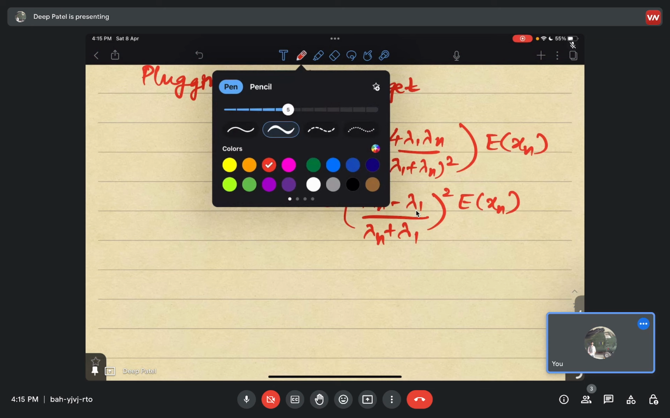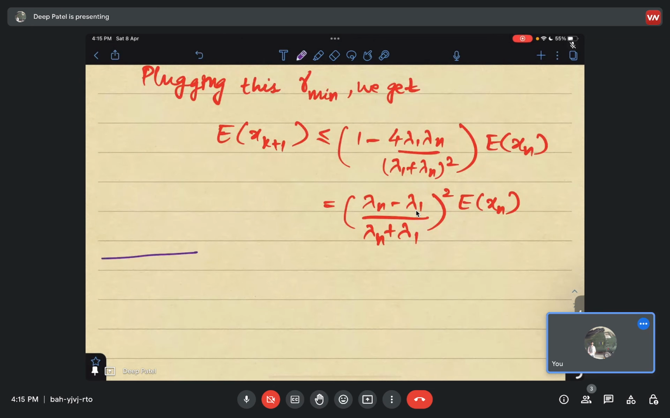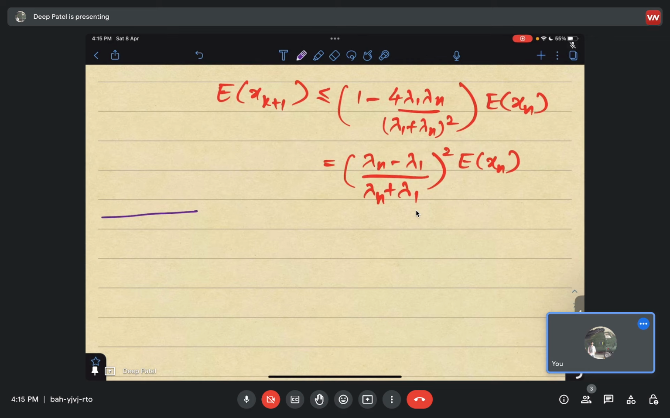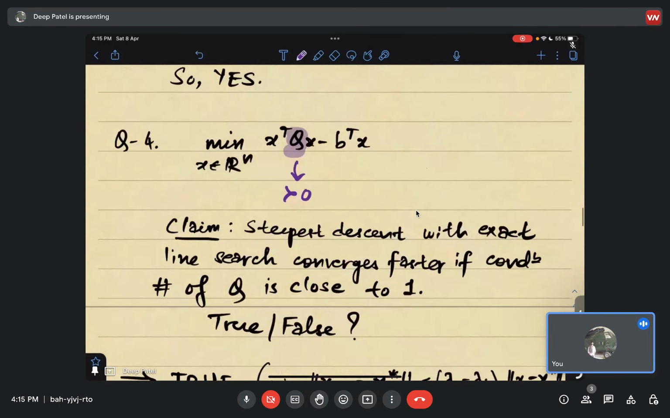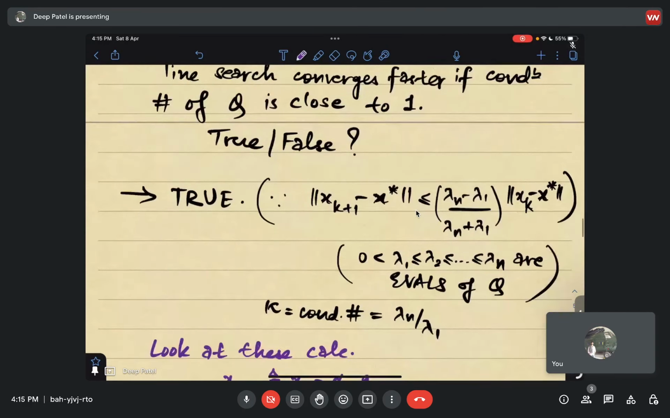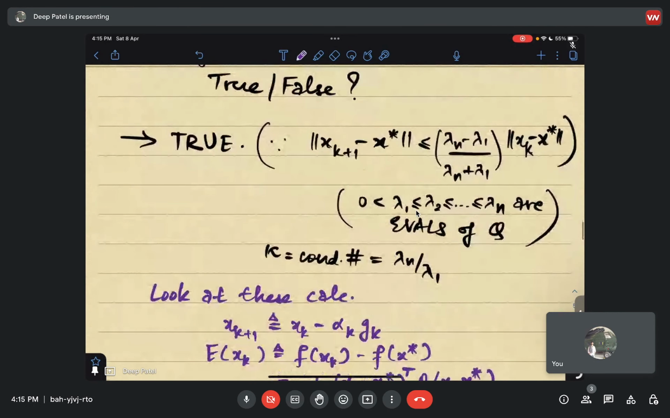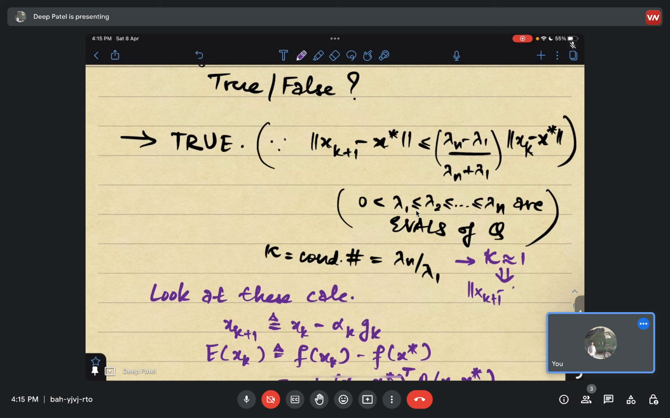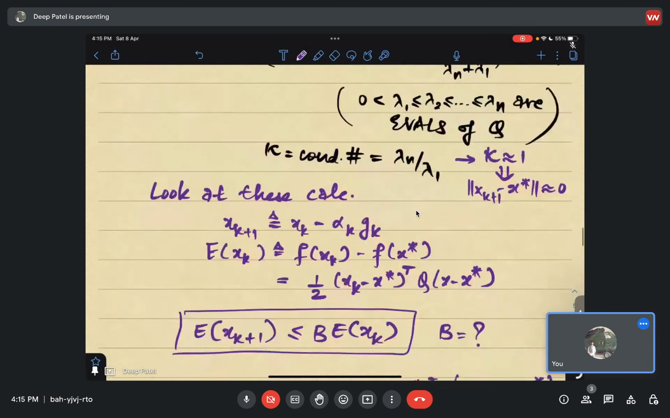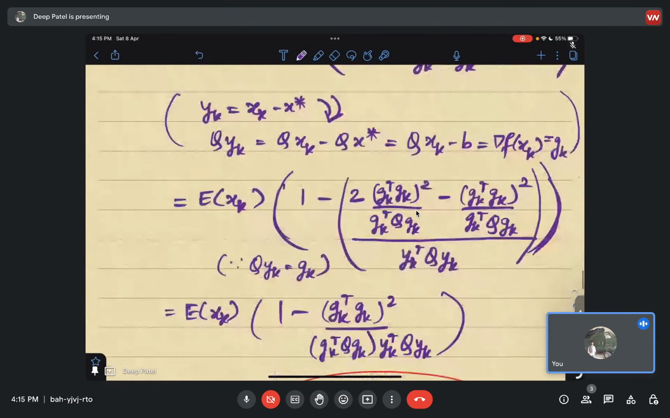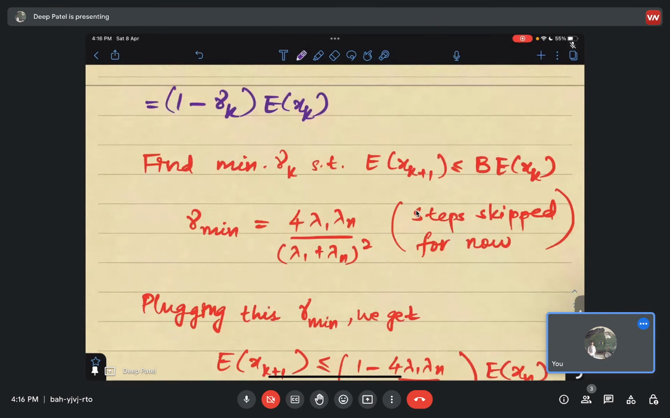Okay, I will come back from this detour then. So wait, did we answer the question that we set out to ask? Yeah, okay, true. So kappa close to 1 means xk plus 1 minus x star is roughly 0. Alright, so I think we have answered this question.